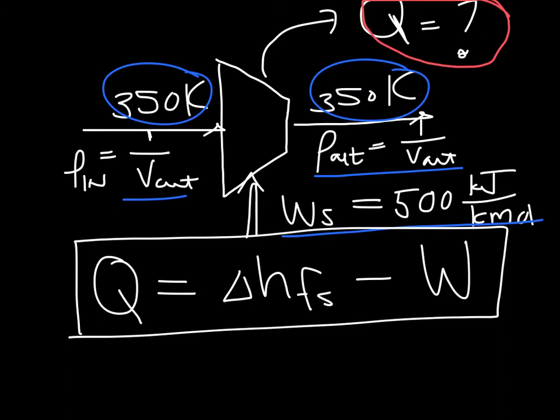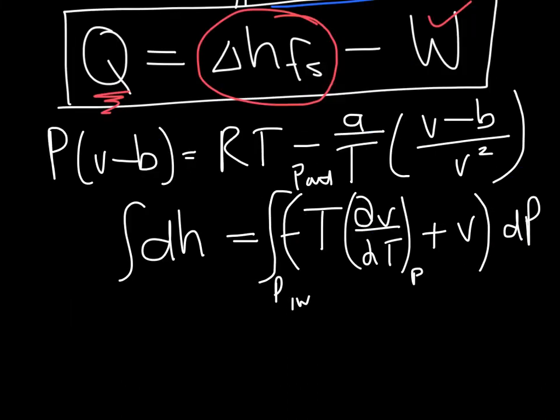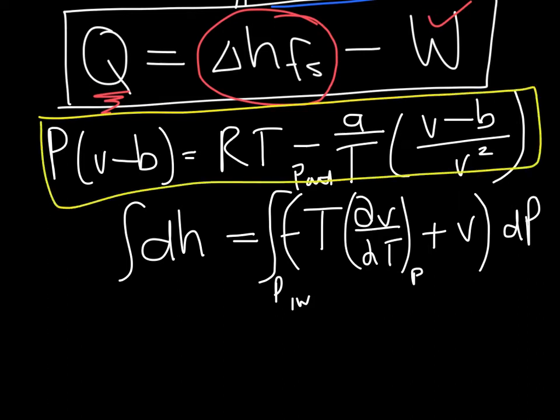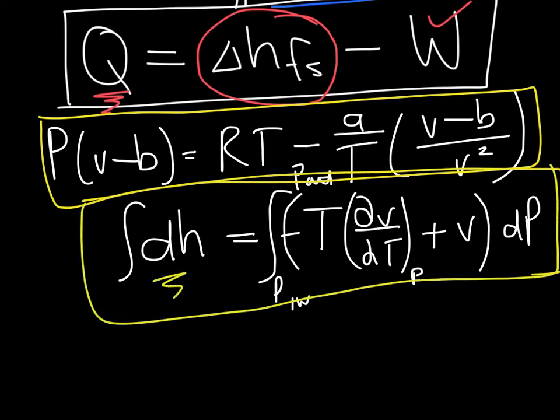According to our energy balance, since we know the amount of work, we only need to determine the change in enthalpy of the flowing streams in order to calculate the heat. So this seems like a quite innocent question. That is until you had a look at the shape of this Berthelot equation together with the expression that we need to evaluate for this change in enthalpy.